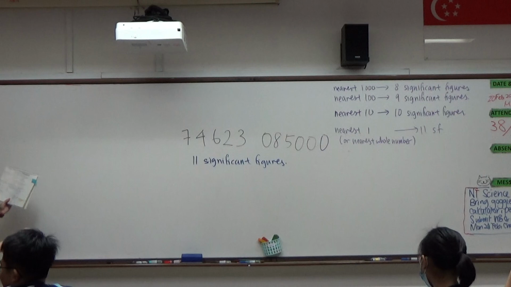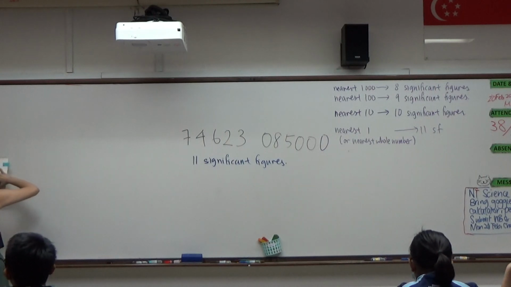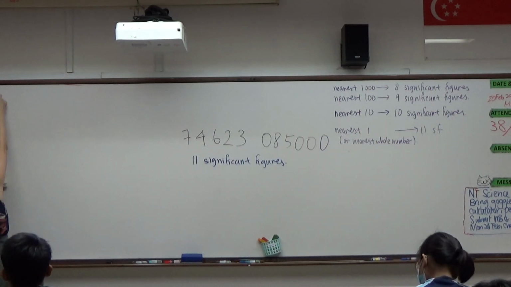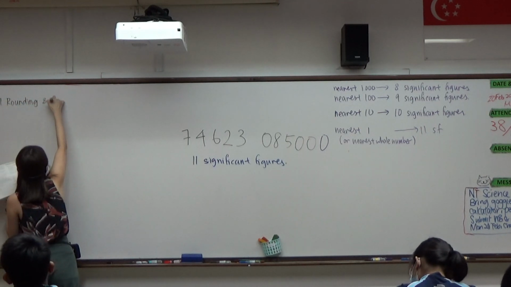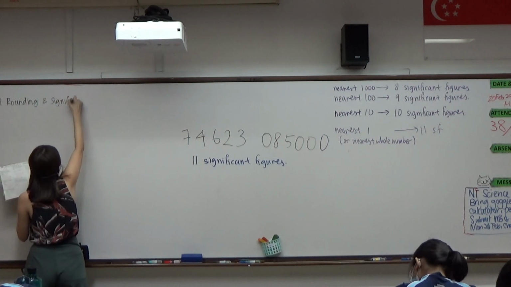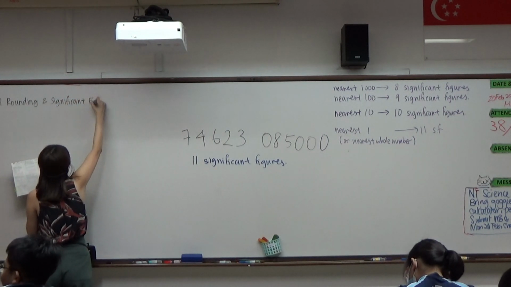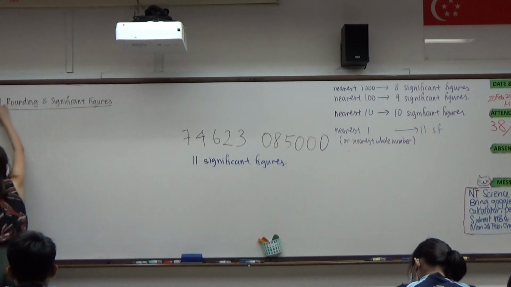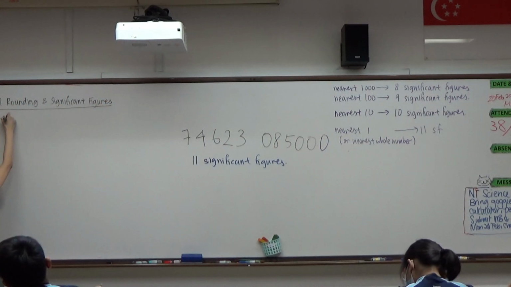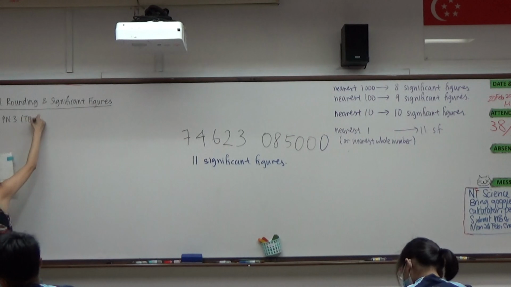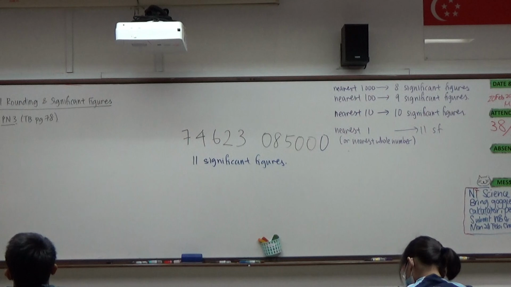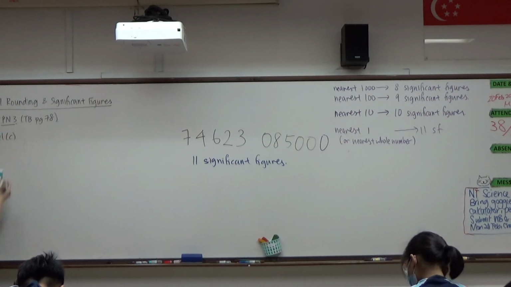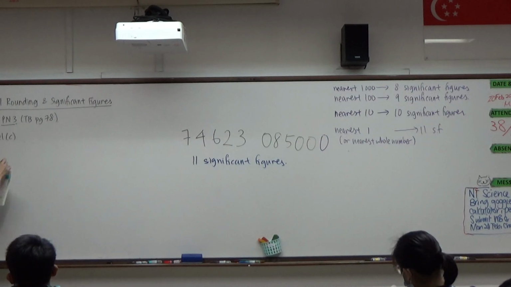Now let's go back to where we left off in the last lesson. We were looking at 3.1, rounding and significant figures. Let's take a look at your practice down 3. In the last lesson, we only touched on question 1A and 1B. So let's continue to look at 1C and D today.